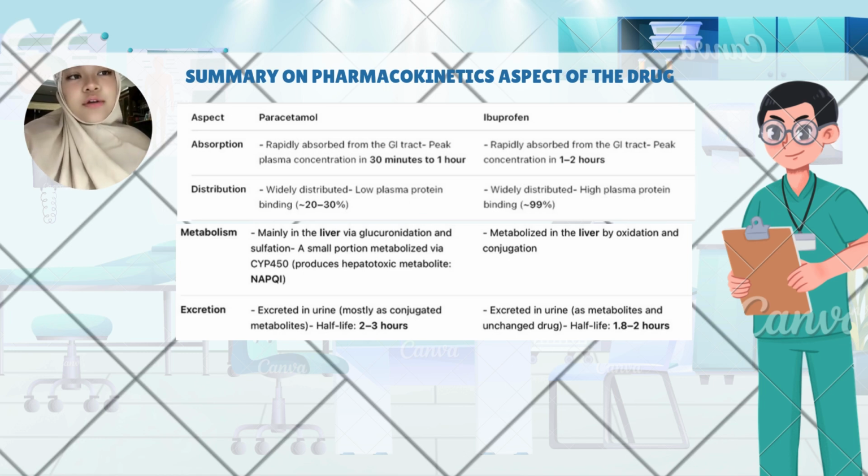For summary on pharmacokinetics aspect of the drug, we know that pharmacokinetics include absorption, distribution, metabolism, and excretion. So, paracetamol is preferred in patients with kidney issues because it has a safer renal profile, but must be used carefully in liver disease because its metabolism pathway produces a toxic intermediate.